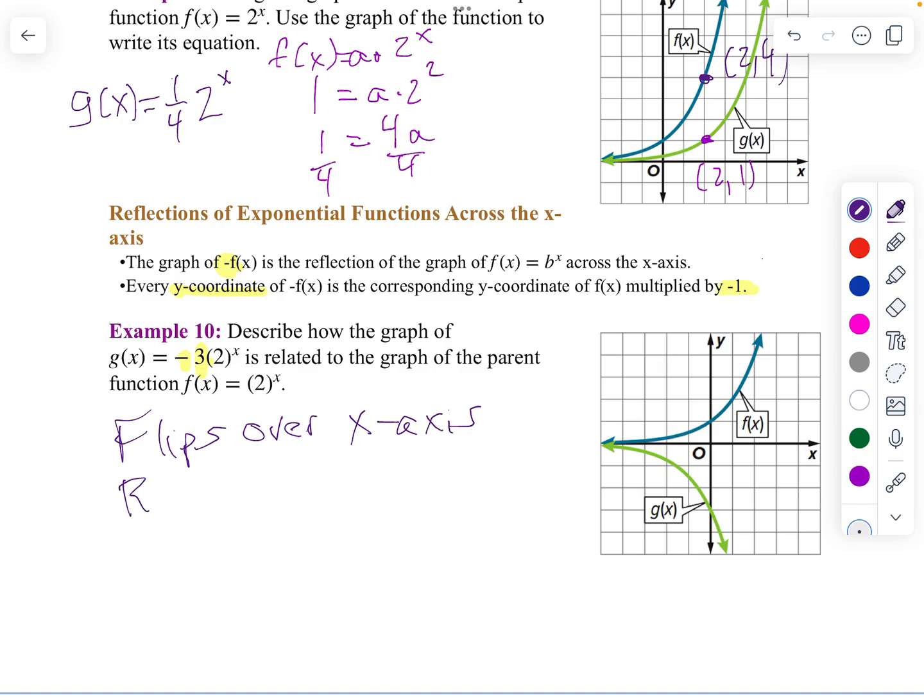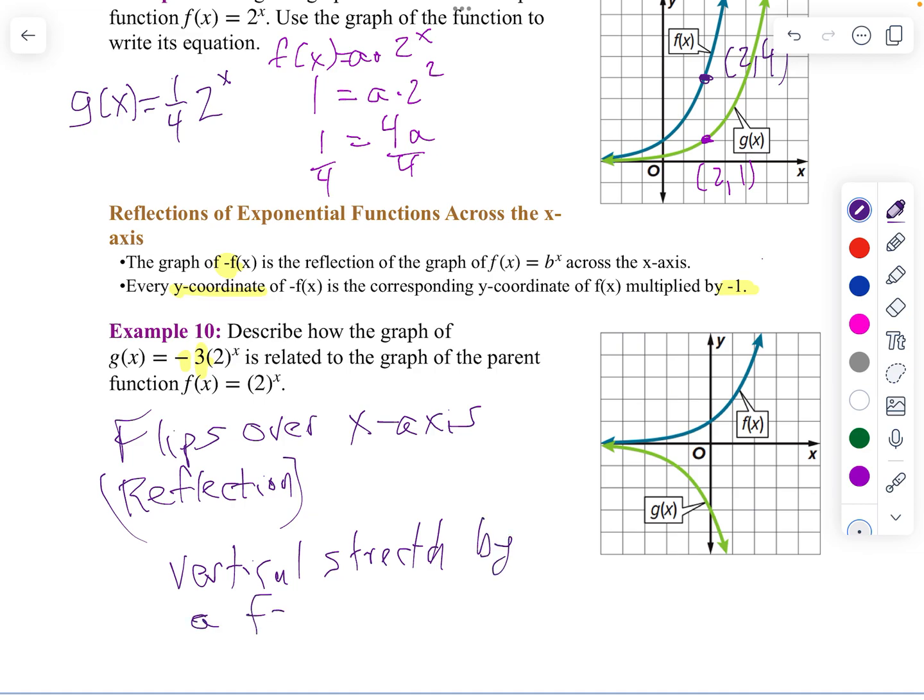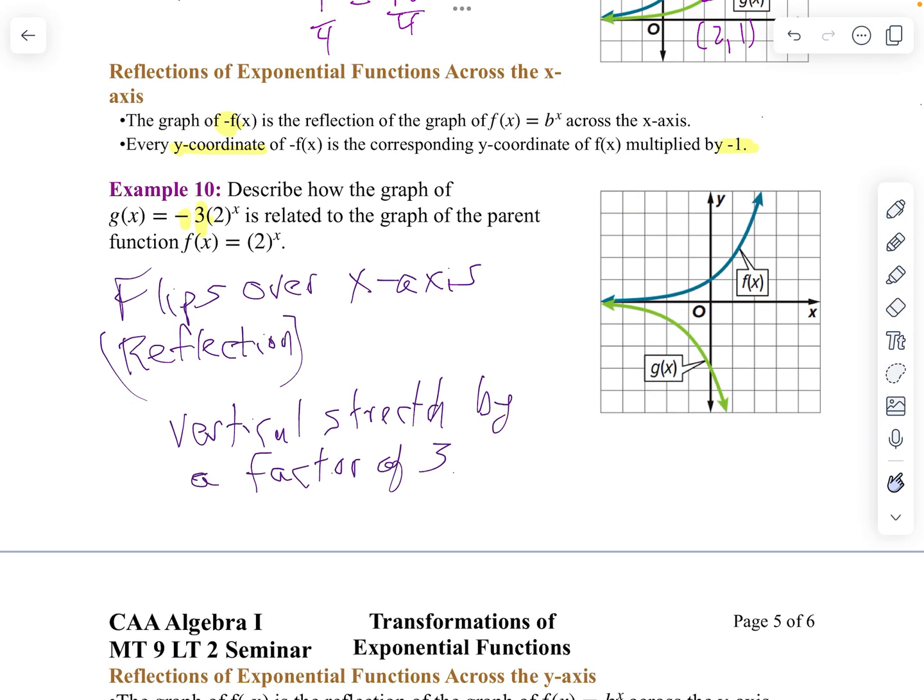We should say it's a reflection over the x-axis. And since I'm multiplying by 3, that's a vertical stretch by a factor of 3. And there we have that one. I think we're done with this page. Yes, we are. We'll do the horizontals on the next video.